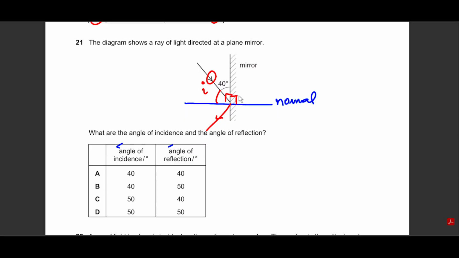If this total angle is 90 and this is 40, then this will definitely be 90 minus 40, which is going to be 50 degrees. And since we're working with a mirror, the angle of incidence will be equal to the angle of reflection, which means that this angle of reflection should also be 50.